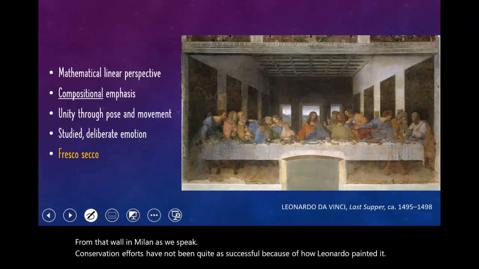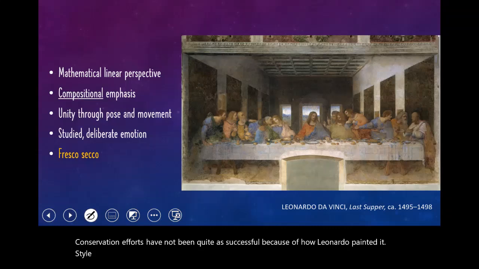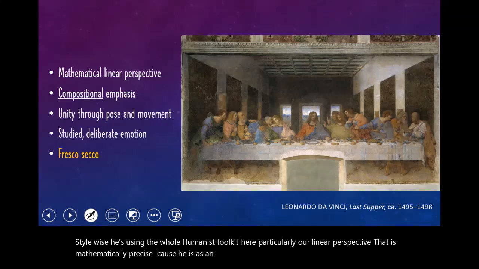So style-wise, he's using the whole humanist toolkit here, particularly linear perspective that is mathematically precise, because he is, as an Italian painter rather than a Flemish painter, really looking at the geometry of it, influenced by people like Brunelleschi and Ghiberti.